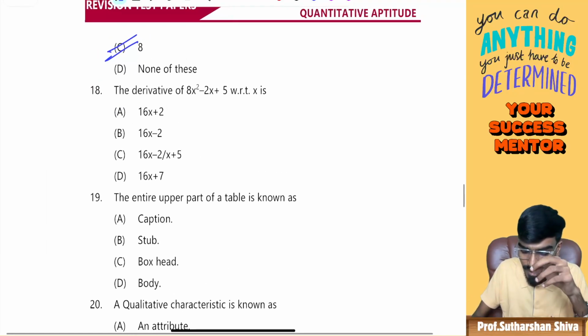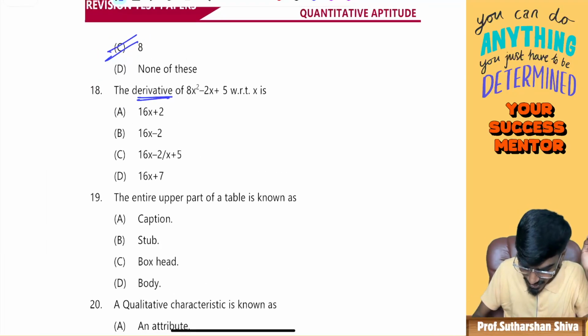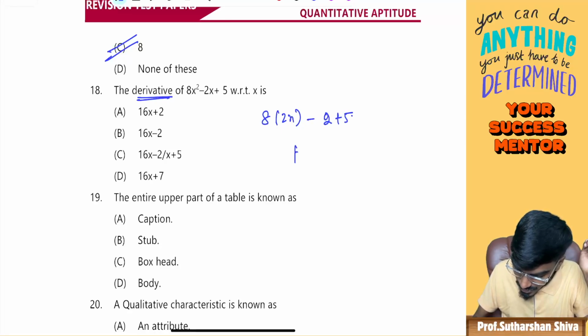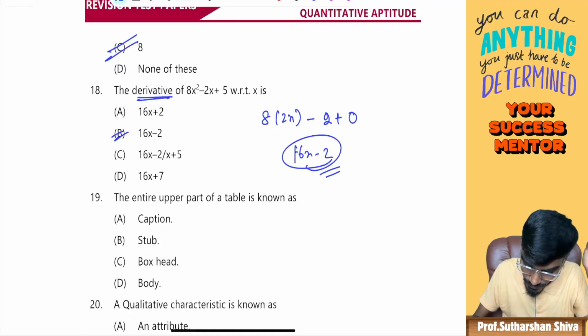Question number 18, guys. Differentiate 8x square minus 2x plus 5 with respect to x. So it has become 8 into x square; if I differentiate, it becomes 2x, minus 2, plus 5 differentiates to 0. So it is nothing but 16x minus 2.